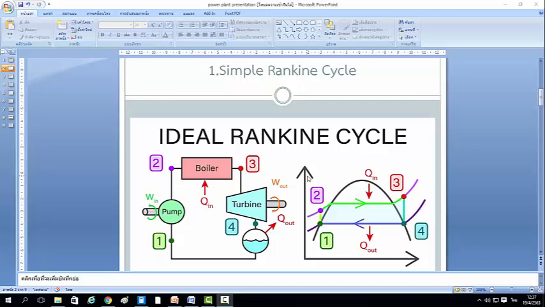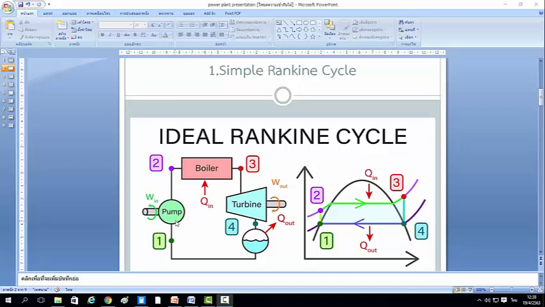This is a TS diagram of the ideal Rankine cycle. You can see that we have 4 numbers, and each number represents a process. 1 to 2 is an isentropic compression in a pump, and 2 to 3 is a constant heat addition in a boiler, and 3 to 4 is an isentropic expansion in a turbine, and 4 to 1 is a constant heat rejection in a condenser.